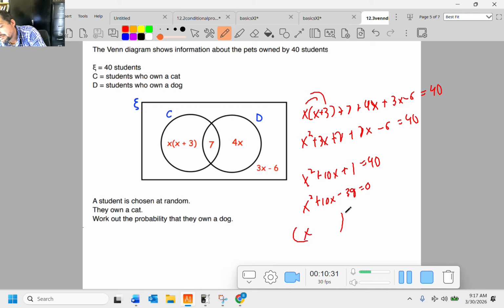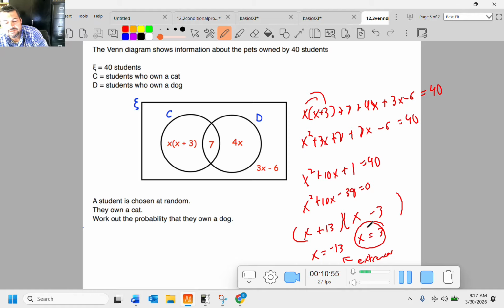And now we're going to factor, children. I know you love it. Factors of 39 are 3 and 13. Let's do plus 13 and minus 3 because we need to add to 10. So x is either negative 13 or x is 3. This one doesn't make sense because this would suggest that there are negative people. This is extraneous. The x value is 3.